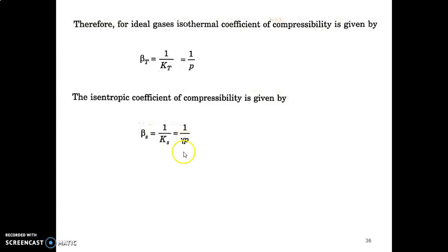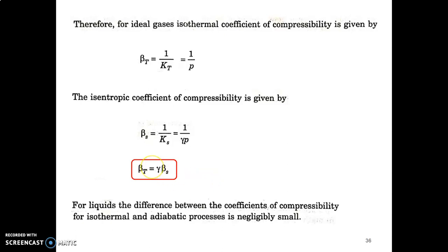Now for ideal gases, we are finding the coefficient of compressibility in the case of the isothermal process and also for the adiabatic process. So beta t is basically 1 by kt, therefore it is 1 by p. Now the isentropic coefficient of compressibility, for the adiabatic process, beta s is equal to 1 by k suffix s, which is equal to 1 by gamma p, which is nothing but the reciprocal. Therefore beta t is equal to gamma times beta s. We can get this expression from the above two relations. Gamma is the adiabatic index.